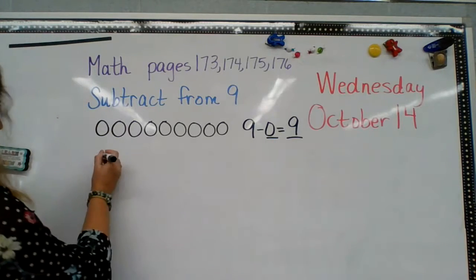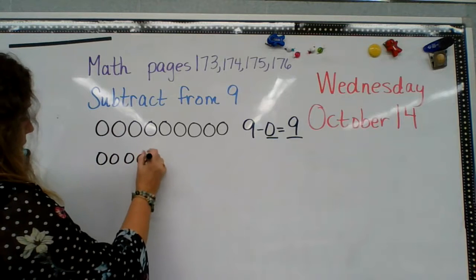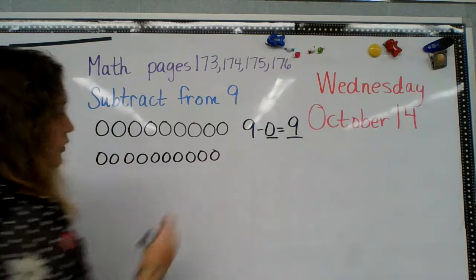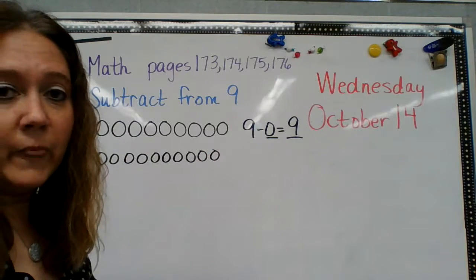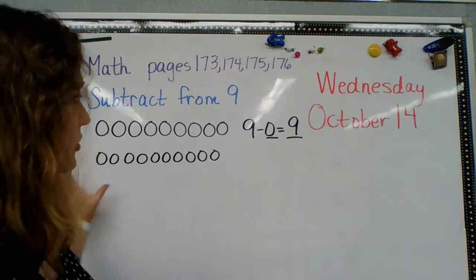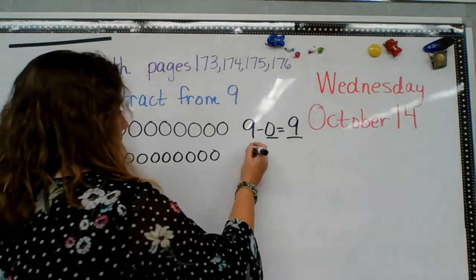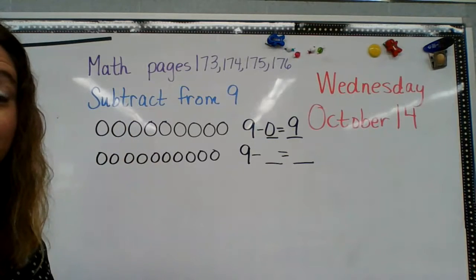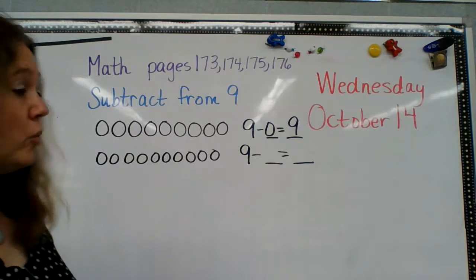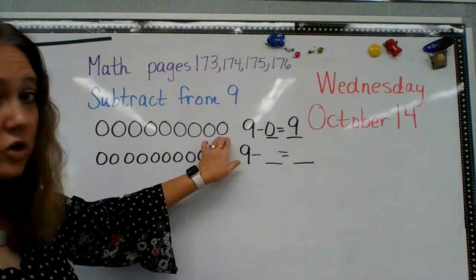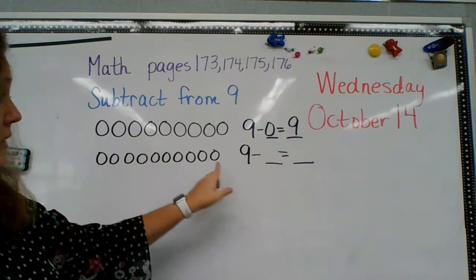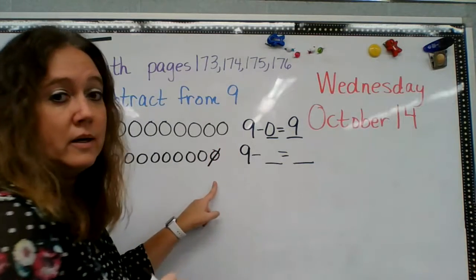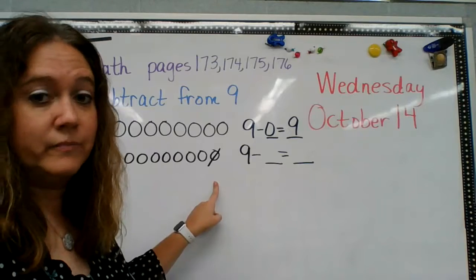Okay. I'm going to draw 9 again. If you're using cereal or buttons, you're going to start out with 9 again. I'm going to make my number sentence, 9 minus blank equals blank. This time, we're going to cross off. First time we didn't cross any off. We didn't take any away. The next time we are going to cross off 1, just like we've been doing.